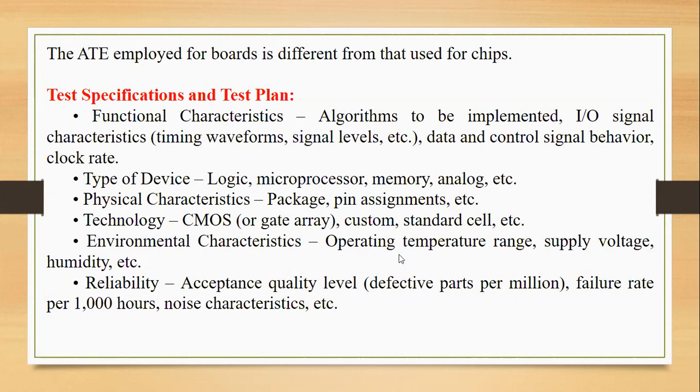Environmental characteristics represent the operating temperature range, supply voltage, humidity, etc. So it has to be compatible with the environmental characteristics also. Reliability: acceptable quality level, defective parts per million, failure rate per 1,000 hours, noise characteristics, etc. So we'll be checking each and every device for its reliability also. Reliability in the sense of acceptable quality level, how many defective devices and components there are, the failure rate per hour, and we'll be checking the noise occurring within the component.